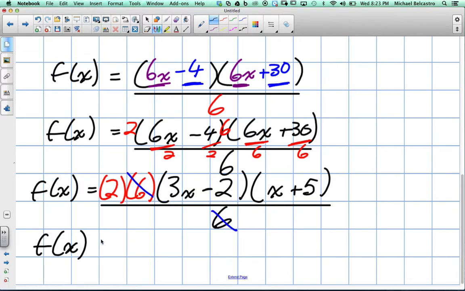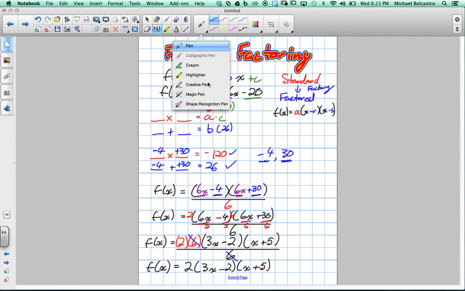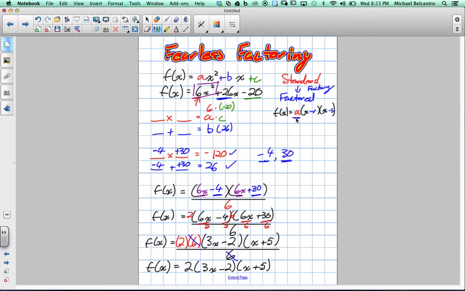A lot of people will tell you that's how they describe it. And we have 2, bracket 3x minus 2, and x plus 5. Okay, and if you look, that's exactly like our factored form. A lot of times there's nothing there and they don't write it, but our a value is 2 in this case. And then we have 3x minus 2 and x plus 5.